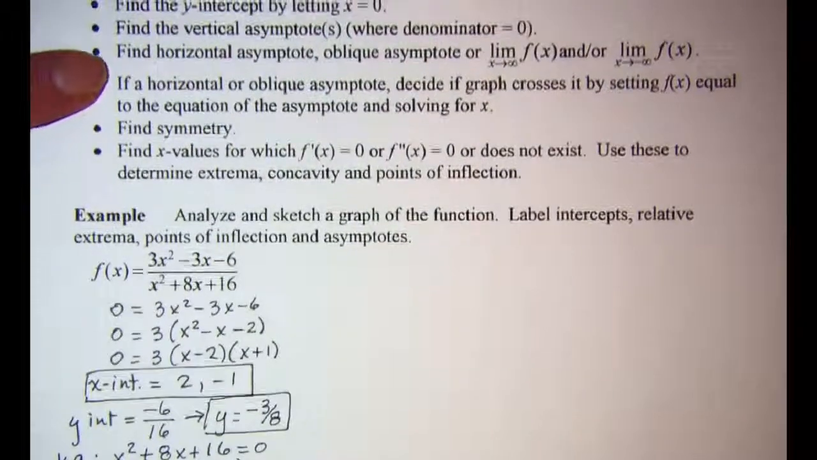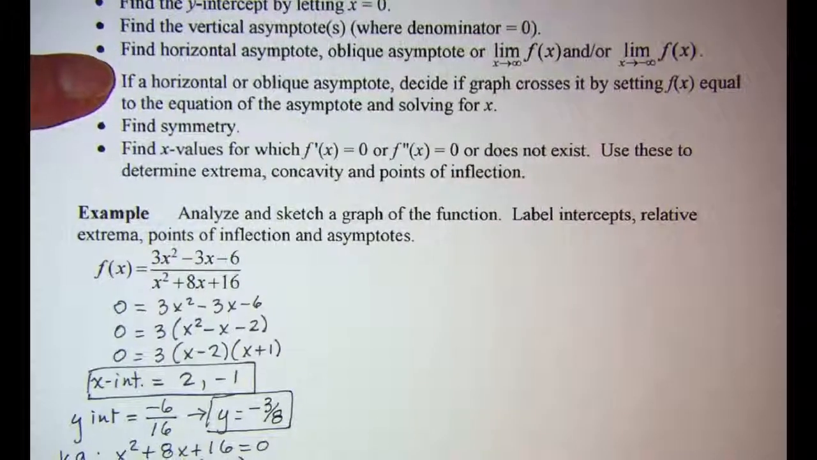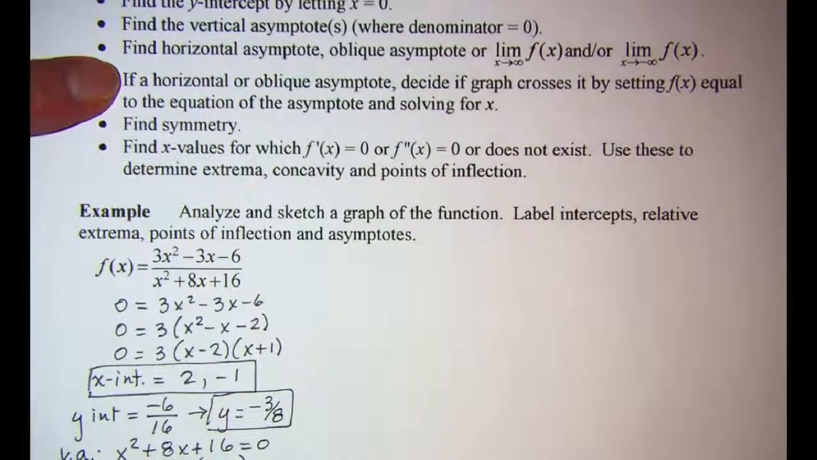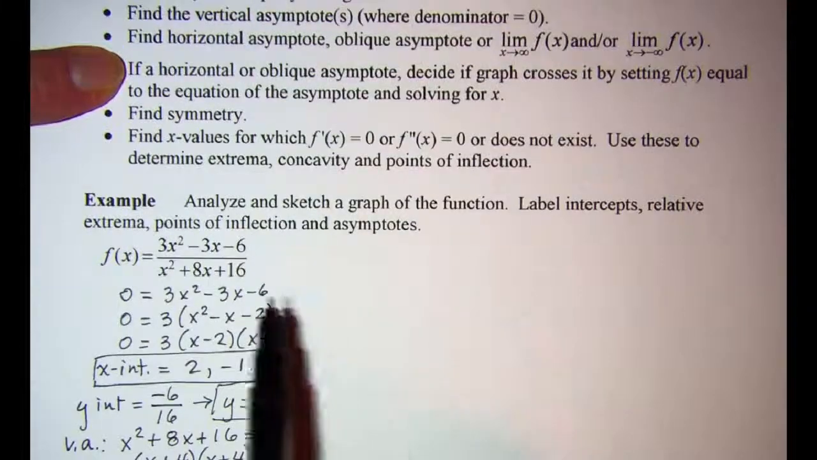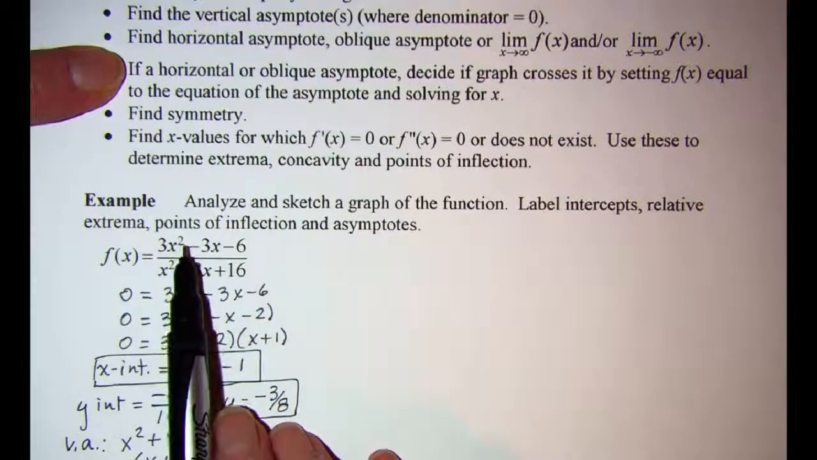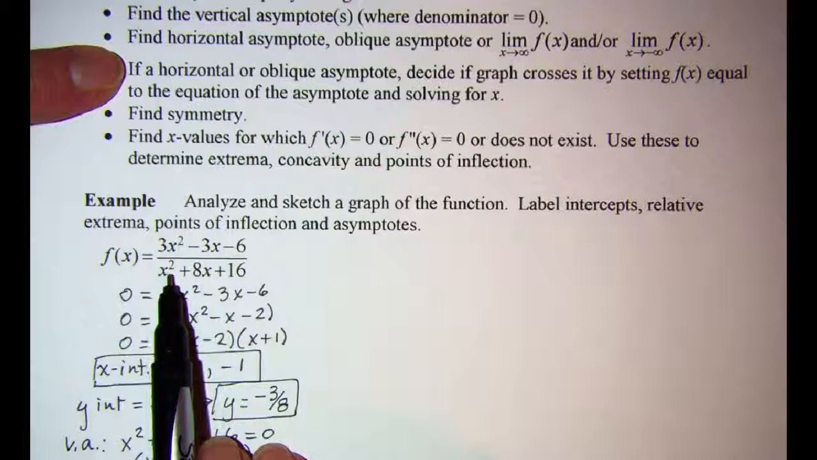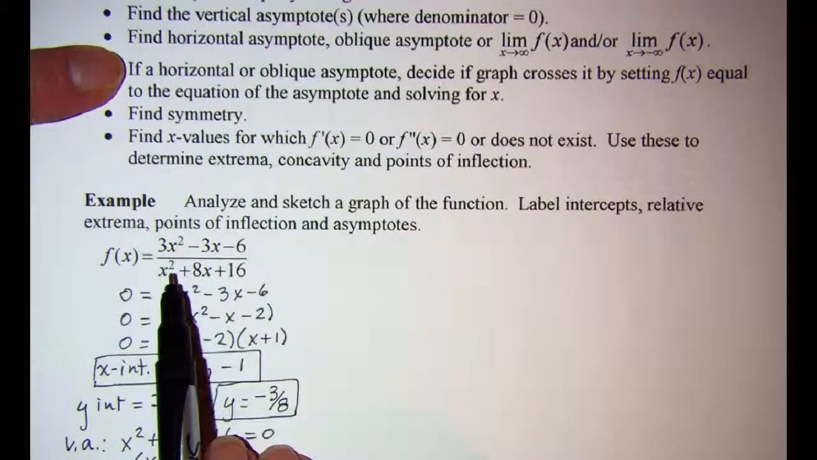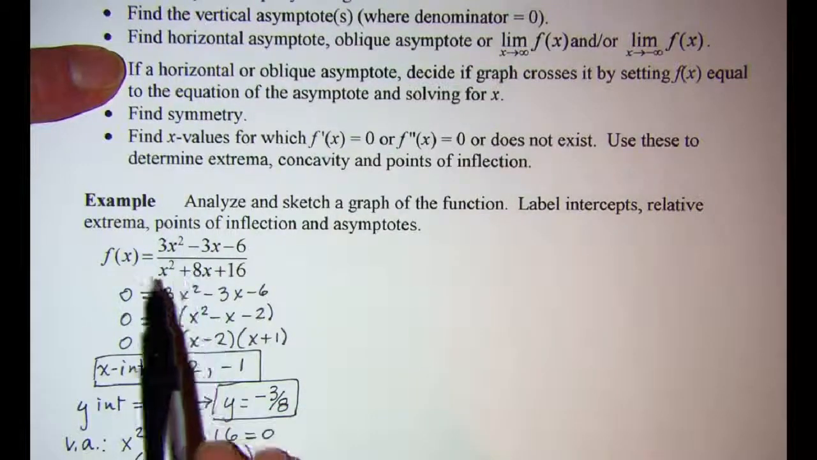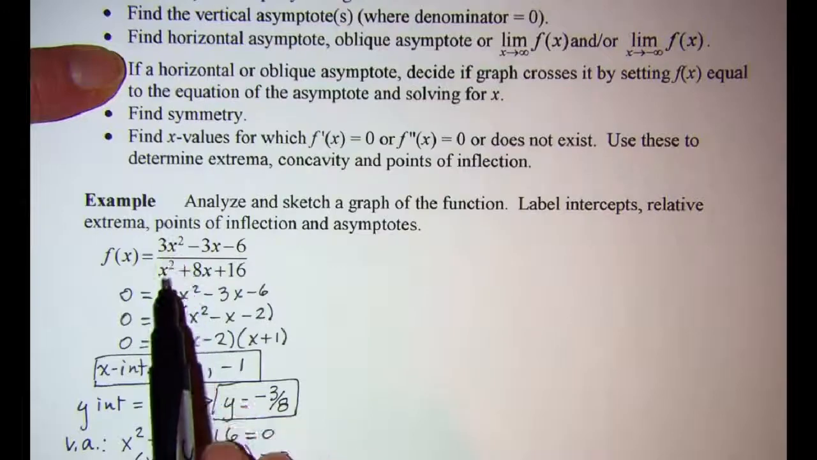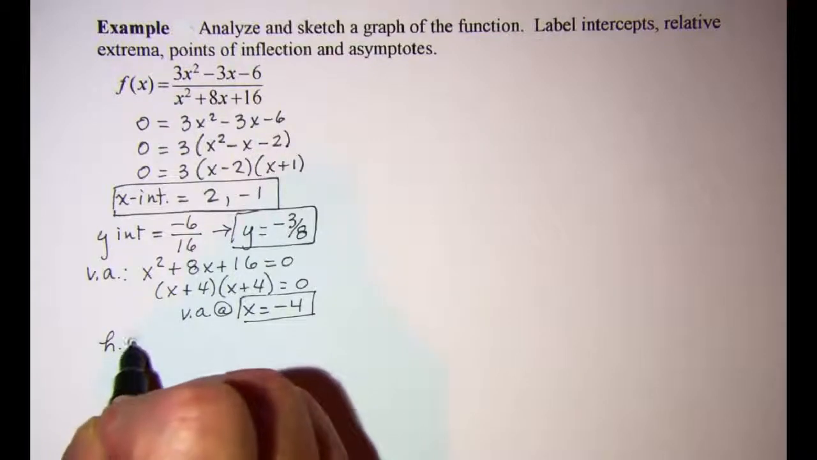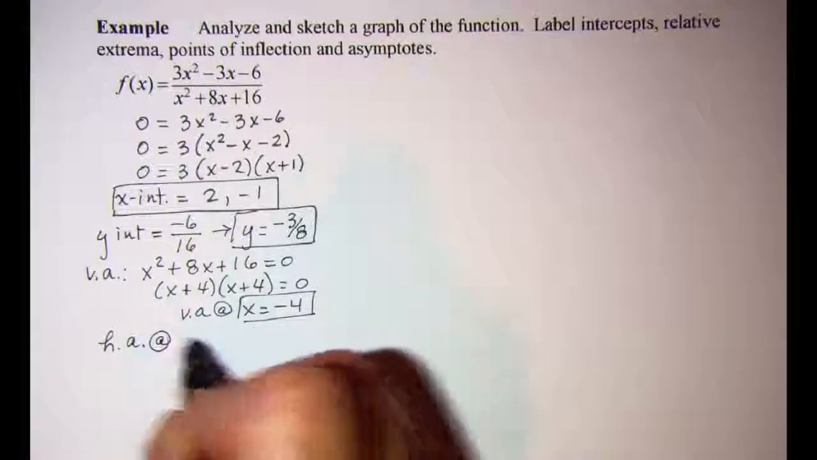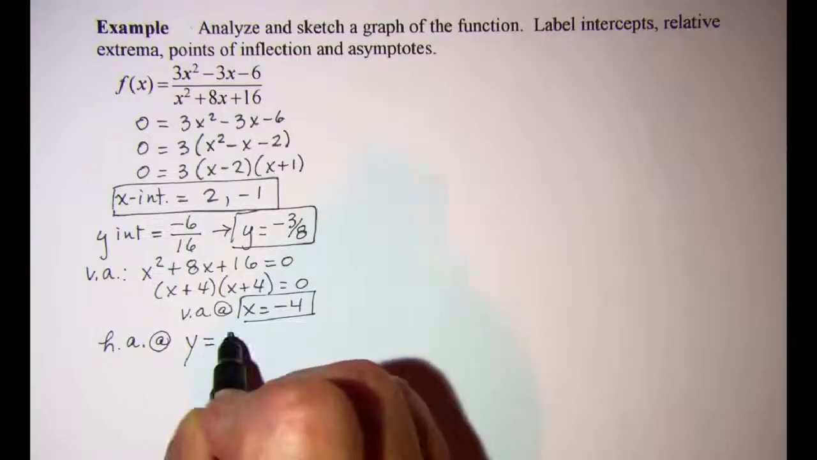Our next step is to find the horizontal asymptote or oblique asymptote or the end behavior at positive and negative infinity. Since we have a rational function and the degree of the numerator is equal to the degree of the denominator, I have a horizontal asymptote and the equation is y equals the ratio of the lead coefficients, which would be 3/1. So my horizontal asymptote is going to be y equals 3.